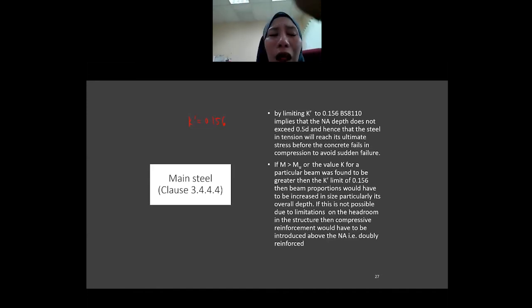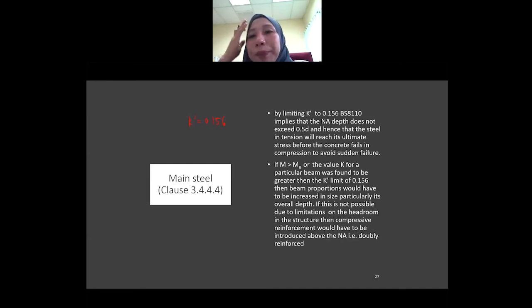So if let's say depth tu not depth NA tu maksudnya bukannya tak ada. Depth yang kita tak tahulah. Okay. Kita must make sure that the depth, maksudnya neutral axis depth kita tu tak exceed 0.5D. D tu depth juga. Macam mana nak cerita? So, okay, for example macam mana? So, still that the steel in tension will reach its ultimate stress before the concrete fail. So, kita tak nak concrete fail.